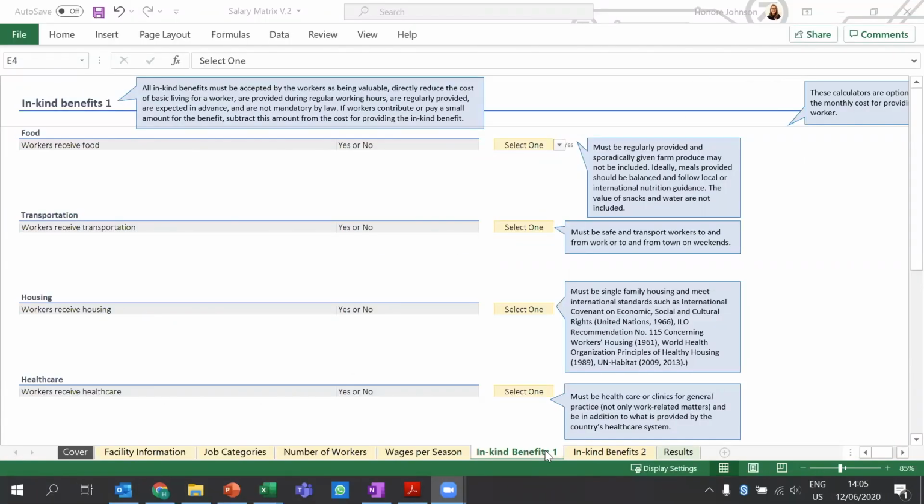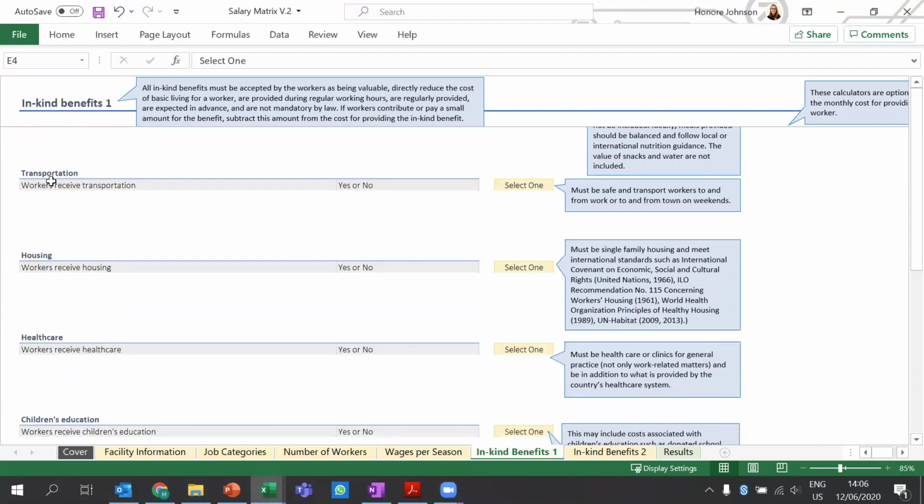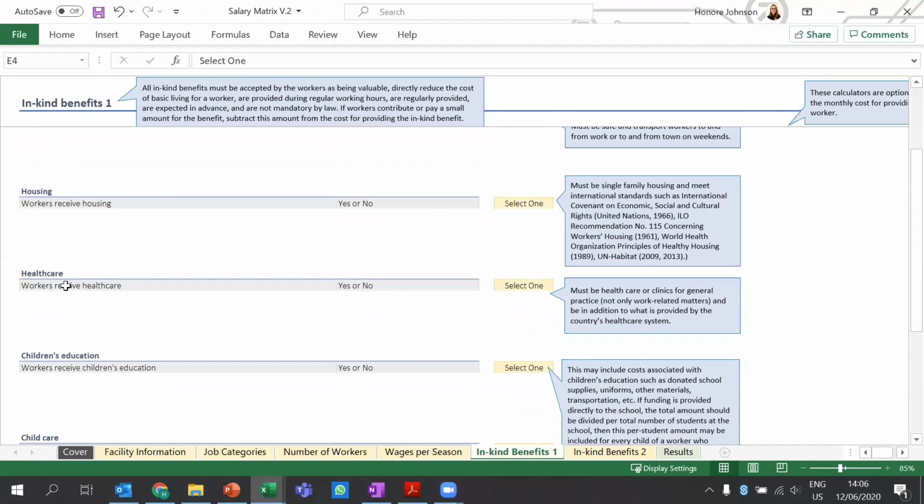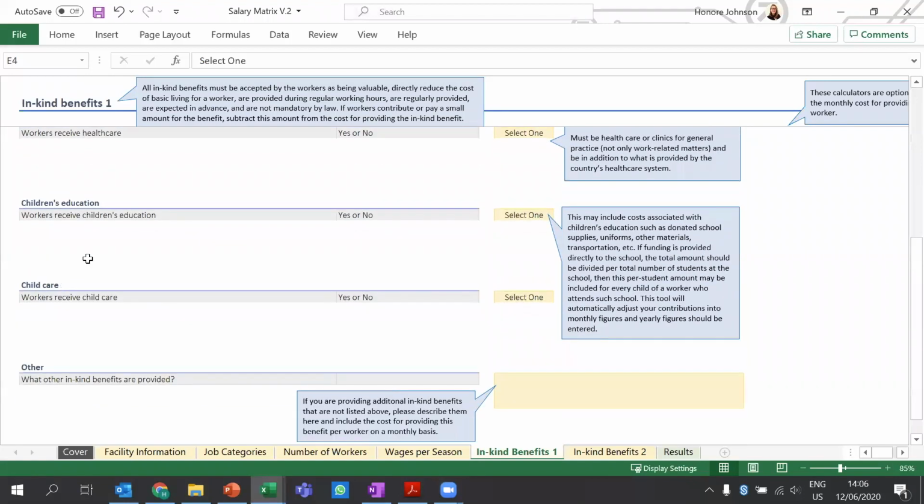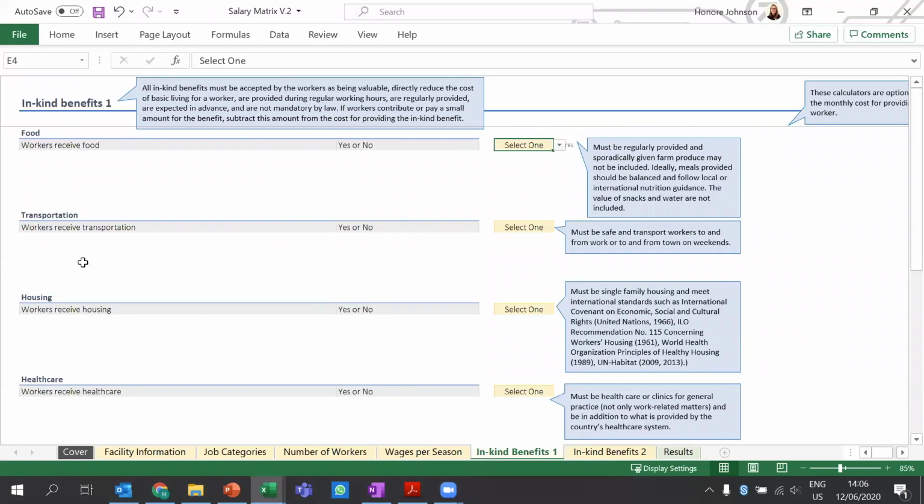On this tab, you will see a list of possible in-kind benefits listed on the left. Here you will see food, transportation, housing, healthcare, children's education, childcare, and other. For this example, we will complete the in-kind benefit called food.